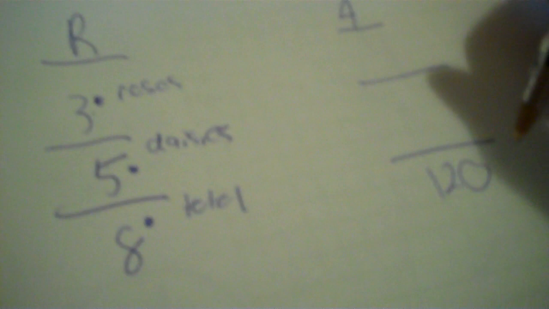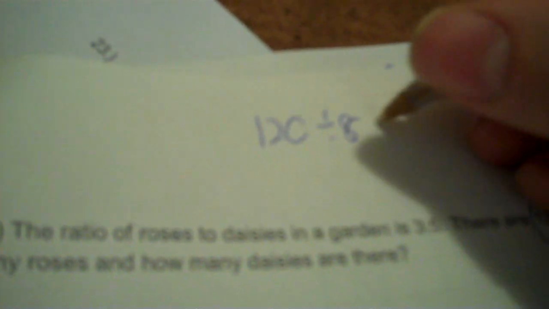Now to find the roses and daisies, the actual number, you put times dots, and 8 times what's 120? Well, you can divide 120 by 8 to figure it out, and it's 15. So 15, 15, 15. 3 times 15 is 45, so 45 roses. 5 times 15, 75 daisies.